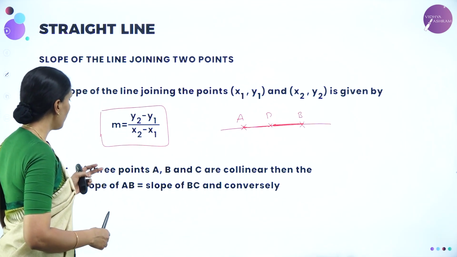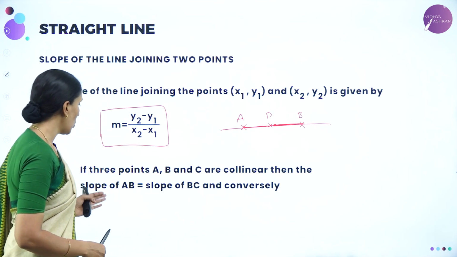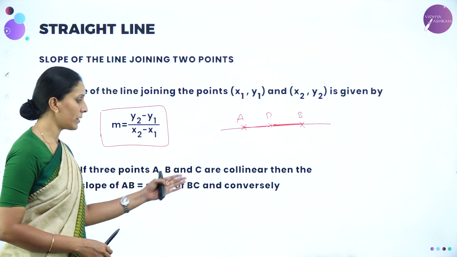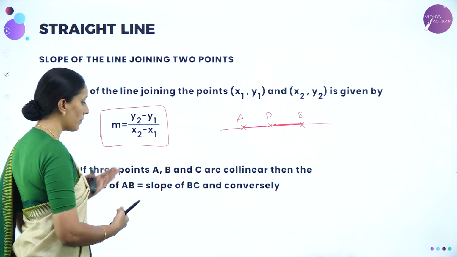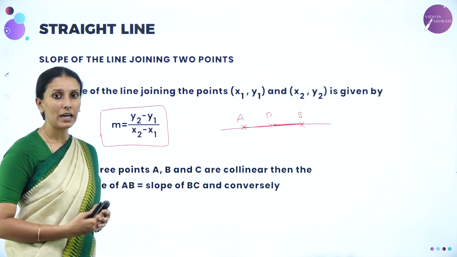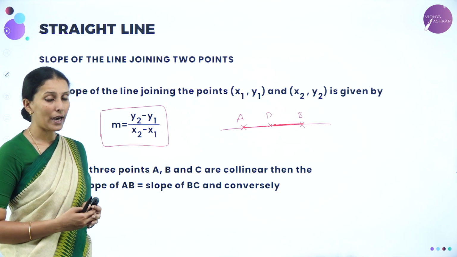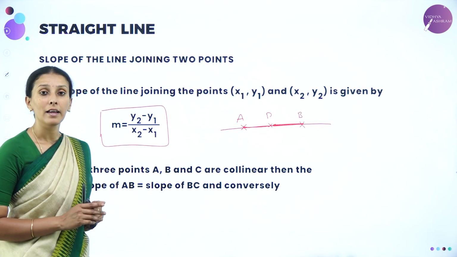Thus, if 3 points A, B, C are collinear, then the slope of AB is equal to the slope of BC, and conversely. Conversely means if the slope of AB is equal to the slope of BC, then we can say A, B, C are collinear. Hence, to show that 3 points are collinear, show that the slopes between them are equal.